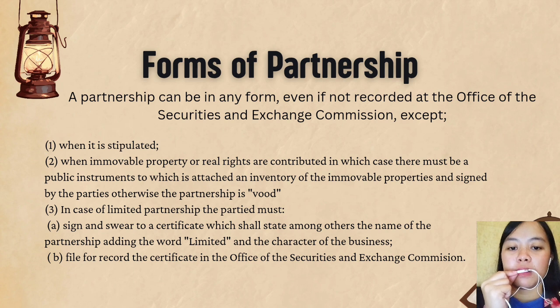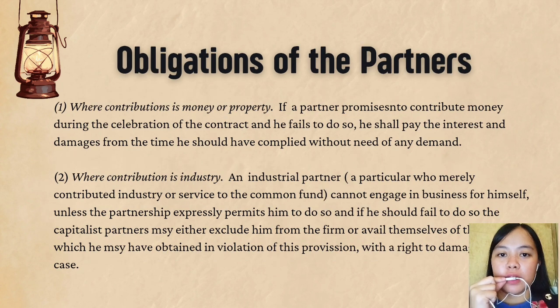In case of a limited partnership, the party must sign and swear to a certificate which shall state, among others, the name of the partnership, adding the word "limited," and the character of the business. File for record the certificate in the Office of the Securities and Exchange Commission. Next are the obligations of the partners.